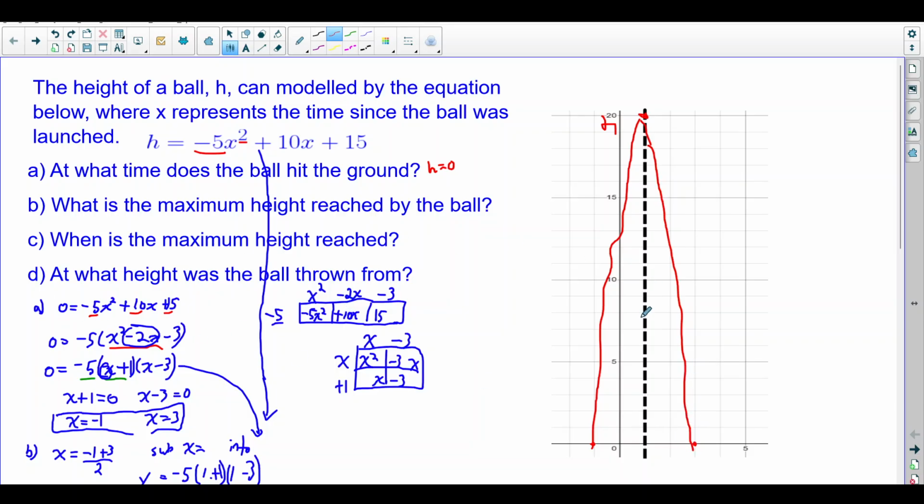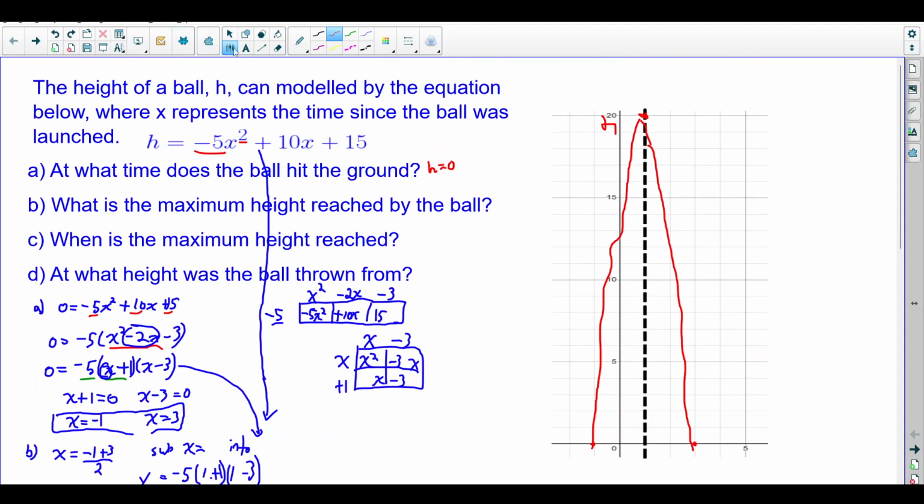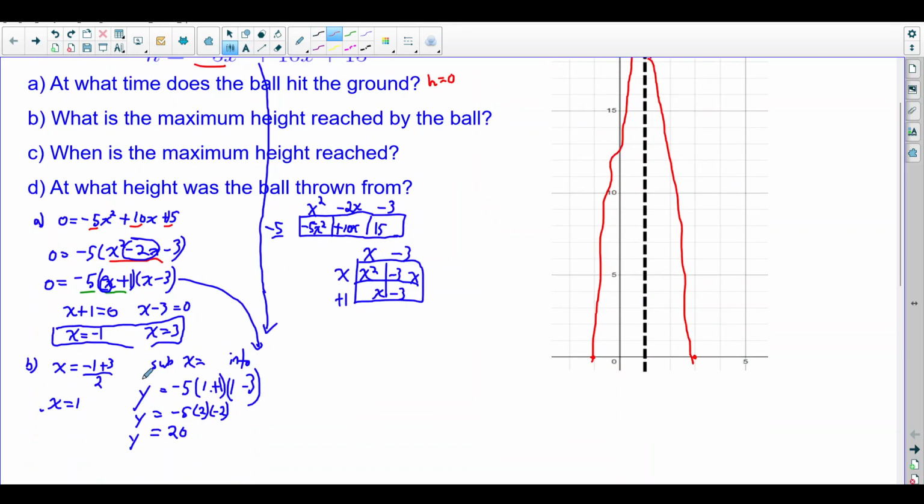Poor sketch there. So what is the maximum height? The maximum height reached by the ball is 20. And, well, I didn't give you units in the question, but we'll assume that's in meters. So say here, 20 meters. Therefore, the max height.